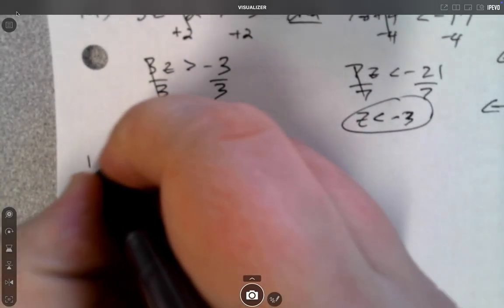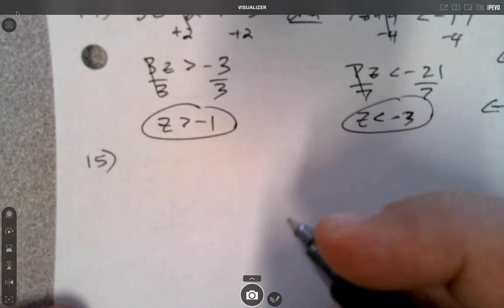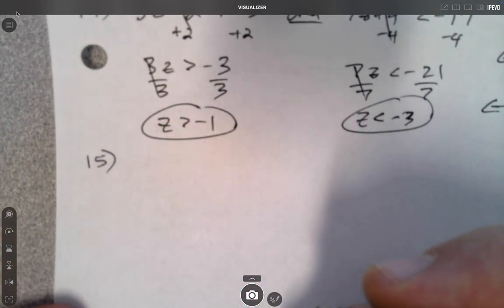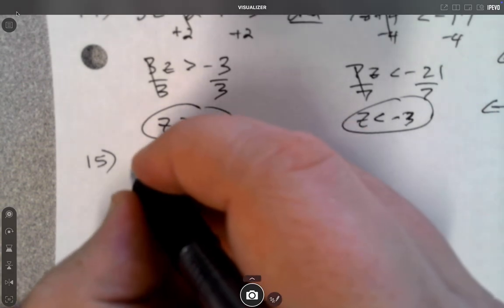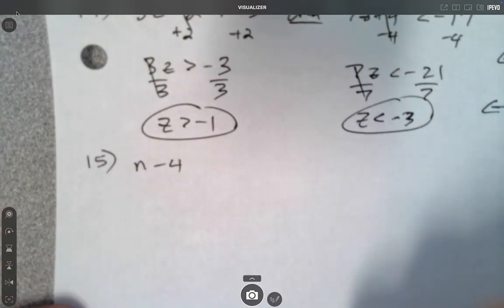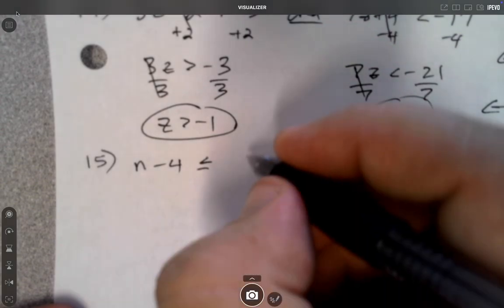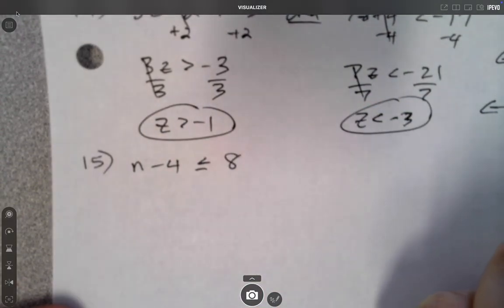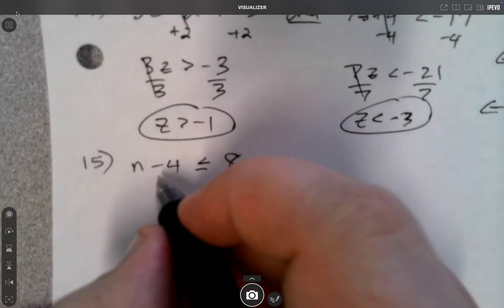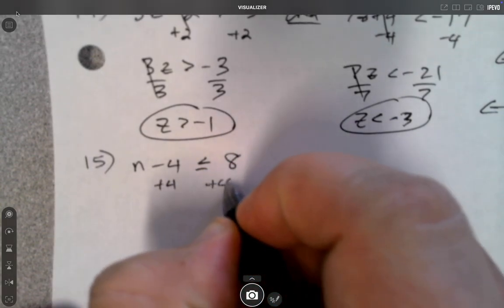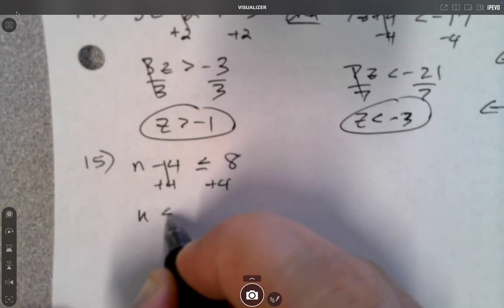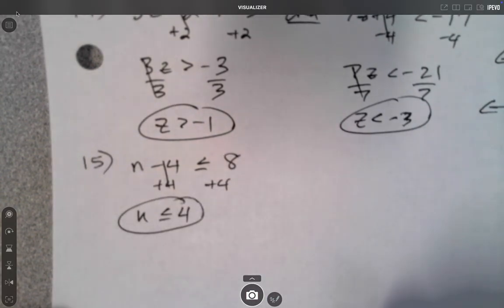Okay, 15, we are having to translate a sentence and then solve. It says the difference of a number and 4. Difference means subtract, so I do n minus 4. That's the difference of a number and 4 is no more than, which means less than or equal to 8. So then to solve, we just add 4 to both sides. We get n is less than or equal to 4.